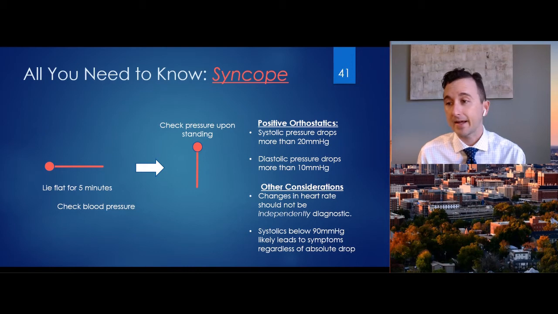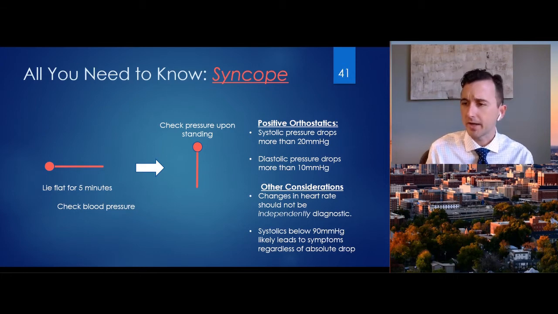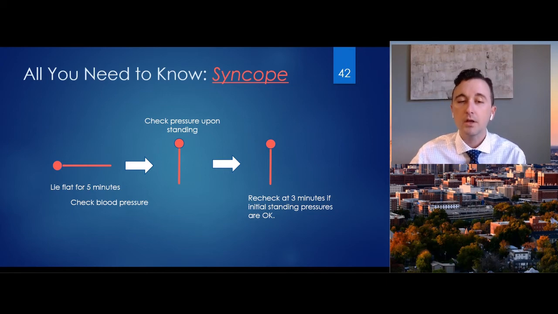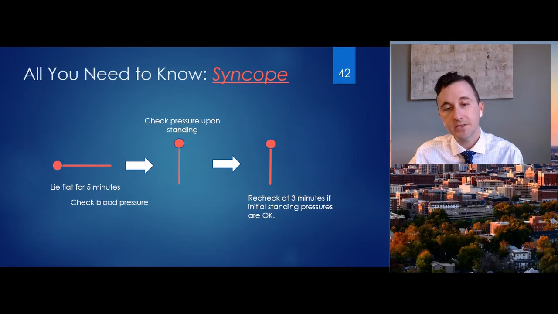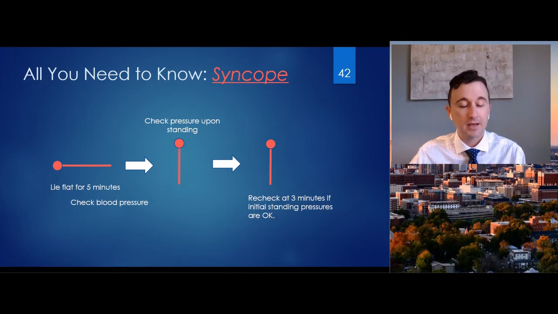Now, another criterion that the guidelines did include was that if the systolic pressure ever drops below 90, regardless of the absolute value in the drop, it should be considered positive. Now, I don't know if I entirely agree with that, though I think it's pretty safe to say that if your pressures are below 90, your patients will probably be symptomatic. Now, the other thing to consider is that if you check the initial pressure upon standing and it's normal, recheck it again 3 minutes later. And the reason for that is a fairly significant number of patients who have orthostatic hypotension have delayed orthostasis, and it can happen several minutes after standing.